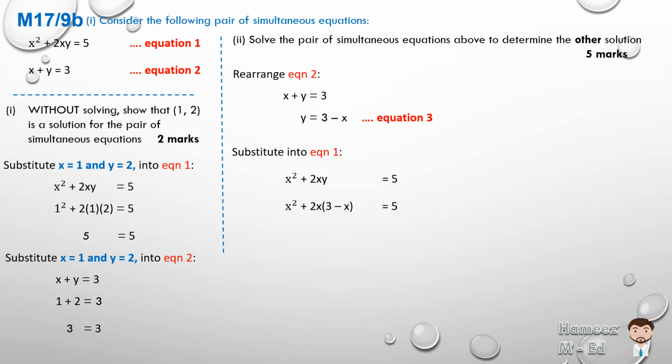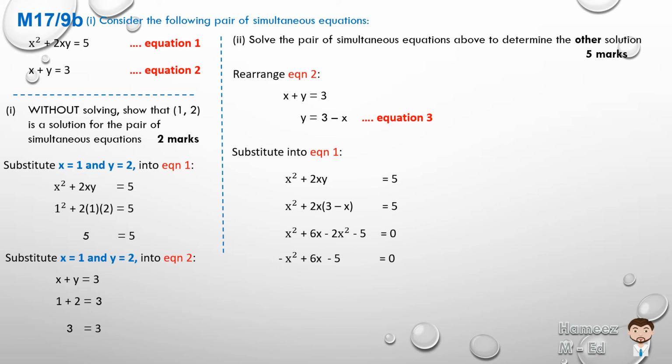And if we expand the brackets, we're going to get x squared plus 2x times 3 is 6x. 2x times minus x is minus 2x squared. And we can bring the 5 across. On the right-hand side is plus 5. When you bring it across, it will be minus 5, equal to 0. And why do we do that? Because solving quadratic equations normally is best or easiest done when one side of the equation is equal to 0. So we can simplify x squared minus 2x squared. That will give us minus x squared plus 6x minus 5.